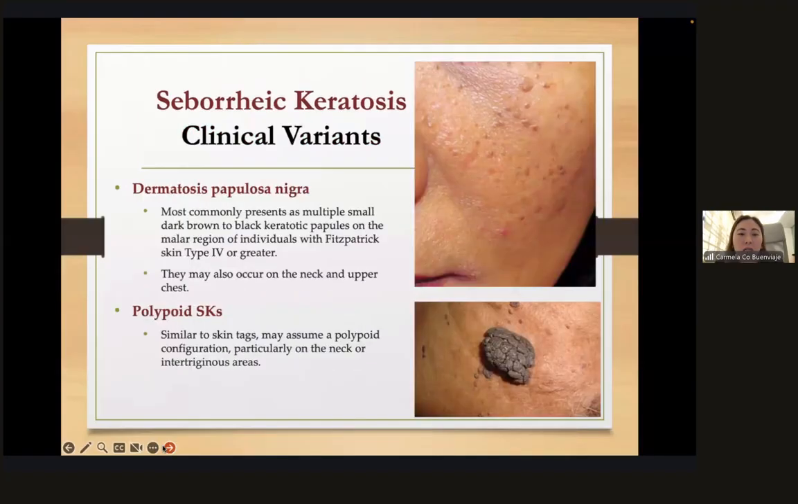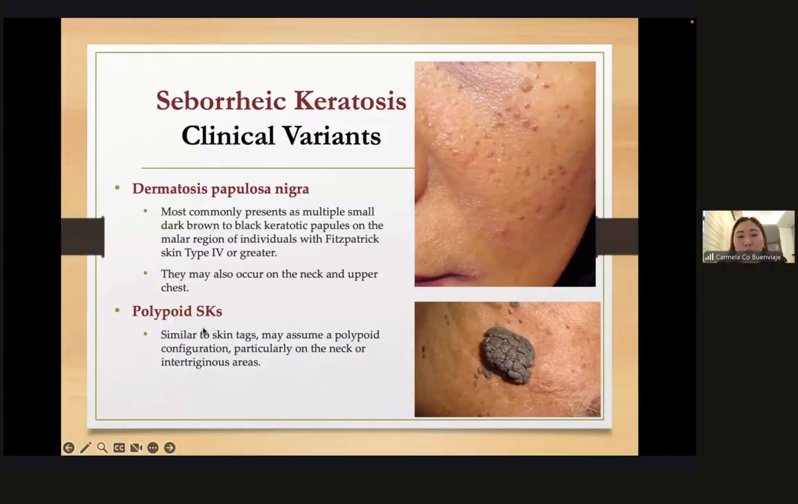So next would be dermatosis papulosa nigra, the next variant. This most commonly presents as multiple small dark brown to black keratotic papules on the malar region of individuals with Fitzpatrick type 4 or greater. For Filipino skin, we have around, more or less, Fitzpatrick type 4. So for patients with color, we can see dermatosis papulosa nigra like this in the picture. And this is common on the face, neck, and upper chest.